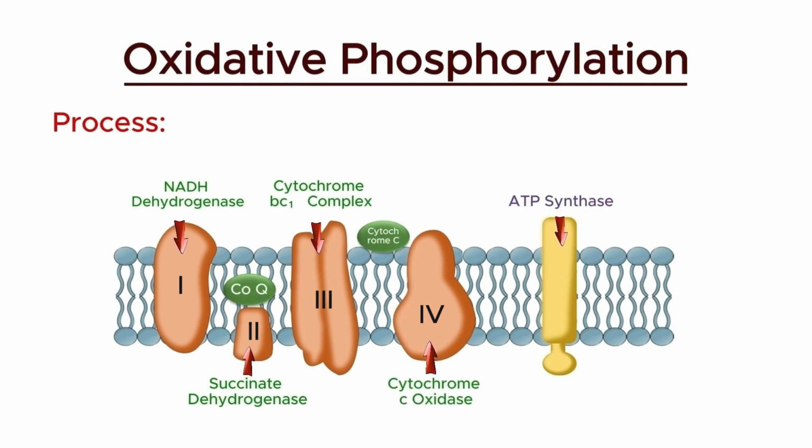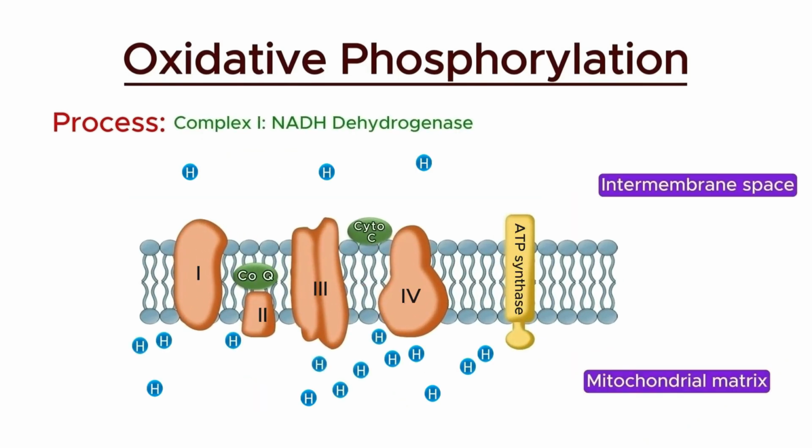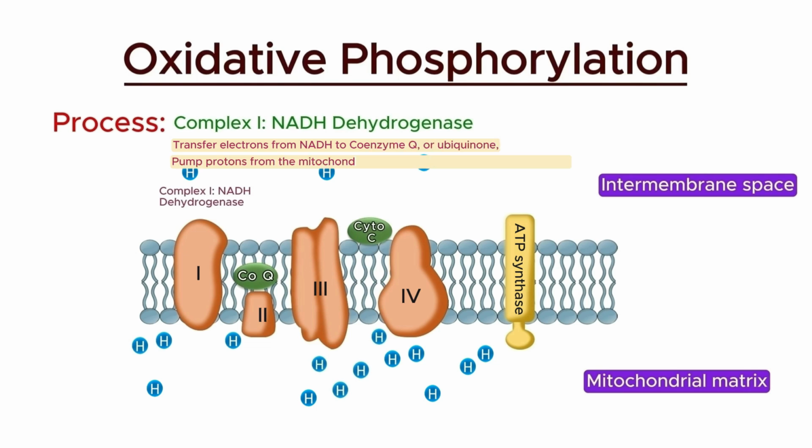Now, let's dive into the first stage of the electron transport chain, focusing on complex 1, also known as NADH dehydrogenase. NADH dehydrogenase is responsible for transferring electrons from NADH to coenzyme Q, or ubiquinone, and for pumping protons from the mitochondrial matrix into the intermembrane space.